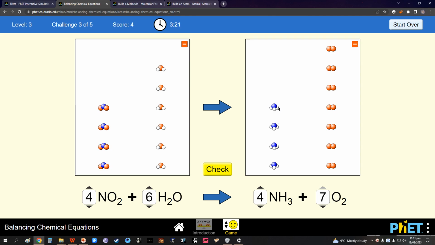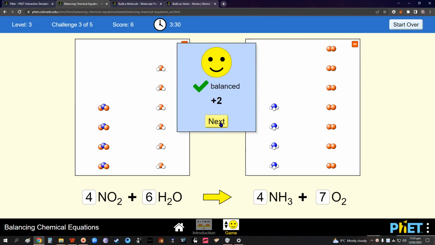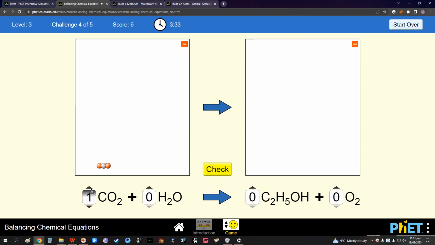Now we have 1, 2, 3, 4 nitrogens and a total of 12 hydrogens. So 1, 2, 3, 4, 5, 6, 7, 8, 9, 10, 11, 12. So done. Okay. Always check, just count how many of these are there. So we have 2 carbons and 3 oxygens. So hydrogen we have 1, 2, 3, 6. So to balance 6 we're going to get 6 of these.